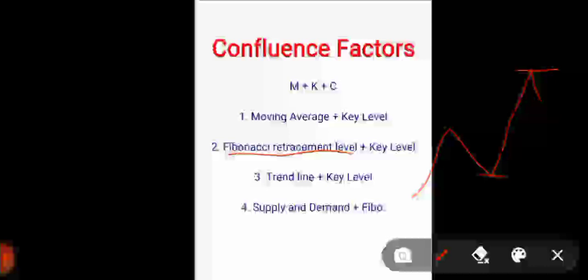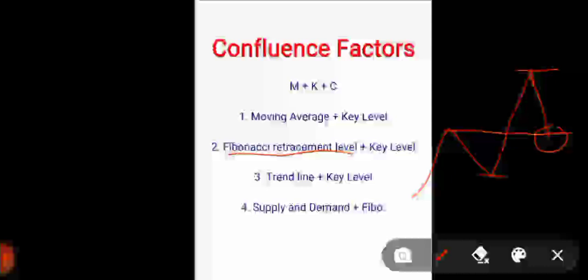61.8% Fibonacci level. This is a killer secret most people don't know. It cost me a lot to actually figure this out. The most important, strongest level, you can call it a golden level, is that 61.8 level. Now, when the 61.8 level comes in confluence with a key level, that is when I'll begin to look for buying here.